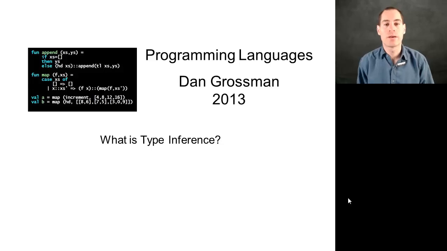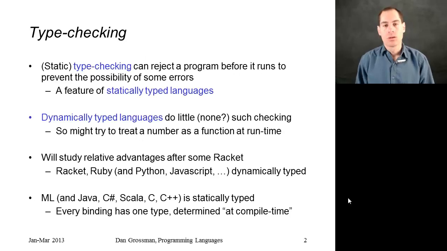As we begin our study of type inference, I want to start by making sure we're as clear as we can be about what type inference is and what problem it's trying to solve. So when you have type checking at compile time, which is called static type checking, it lets us reject programs before we ever run them. And we do this to prevent the possibility of some errors. So statically typed programming languages are languages that have this feature.